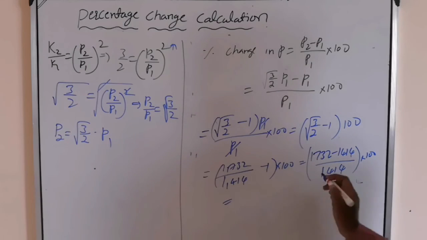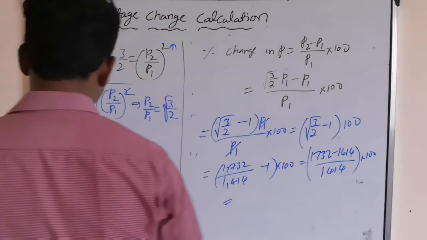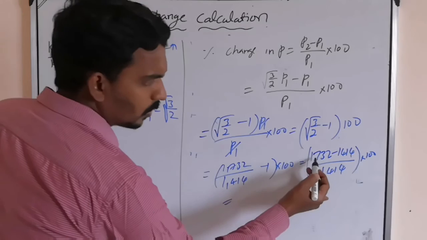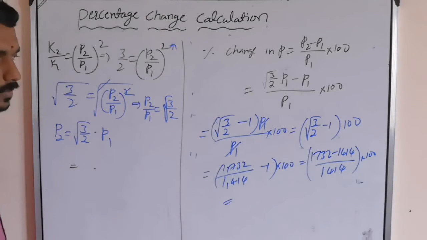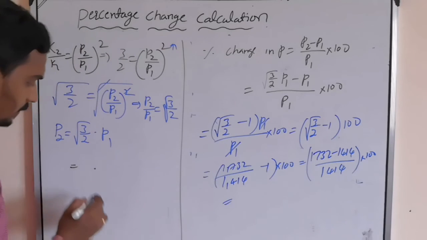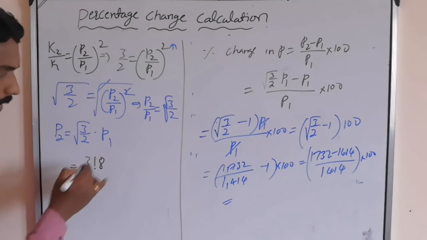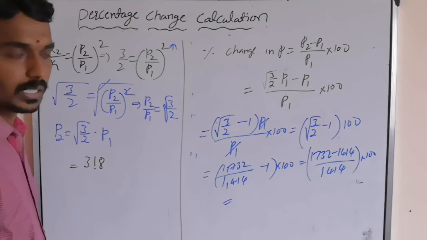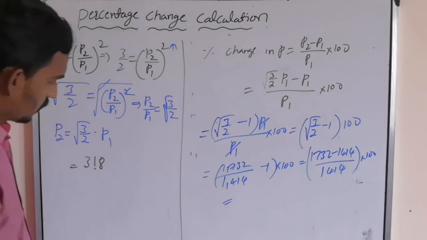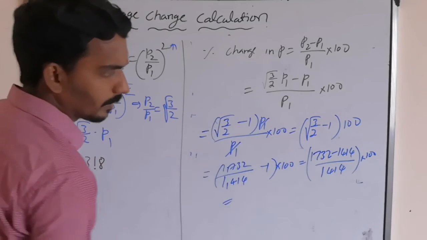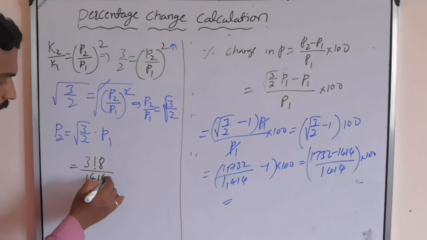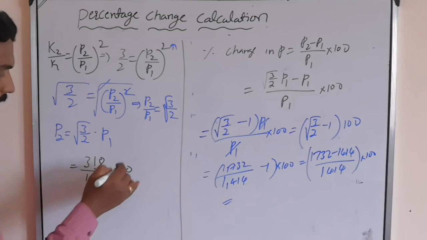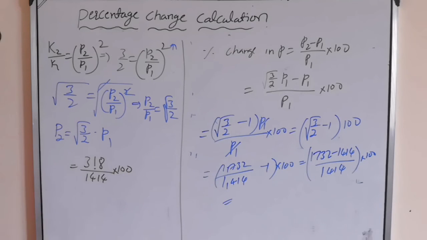So here if you subtract, let me just take here. 1732 minus 1414. So how much will you get? 318. So that divided by 1414 into 100.